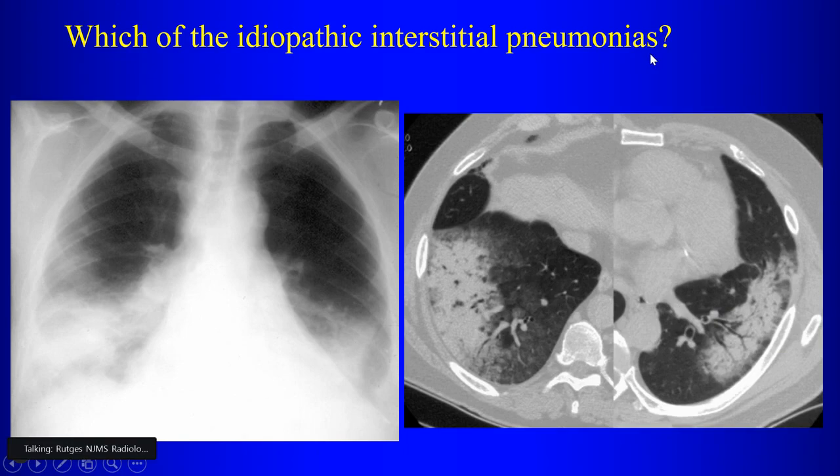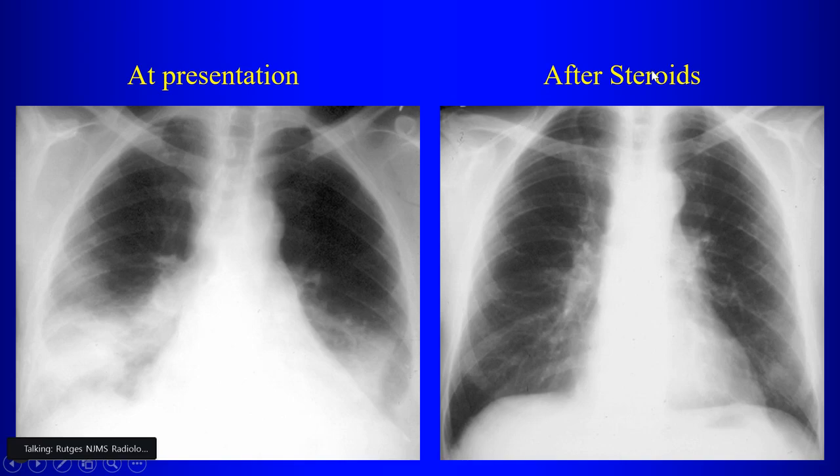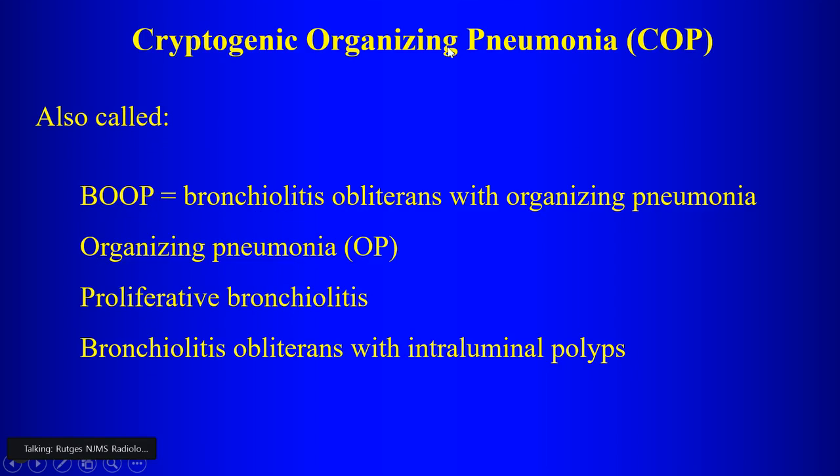Cryptogenic organizing pneumonia. Now, organizing pneumonia itself is a reaction to lung injury. So you can see organizing pneumonia associated with all kinds of other things. And the key about this is that if you make the diagnosis, organizing pneumonia is responsive to steroids. So that's the key about suggesting the right diagnosis here. Okay? You can see the difference before and after, how the consolidations clear pretty quickly.